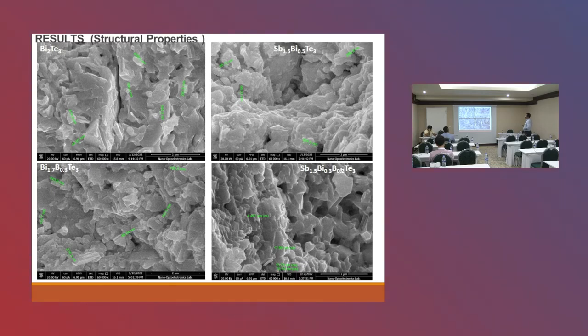We see that they all show a textured structure. They are very dense structures with small grains, which we believe come from the ball milling processing. But the distance between the layers gets smaller when we put some boron inside.